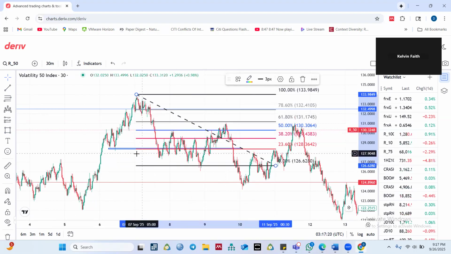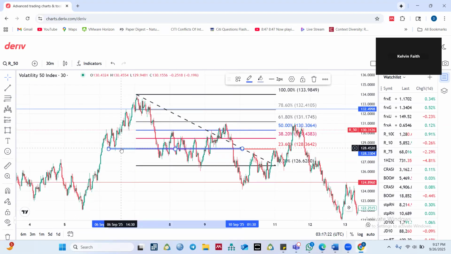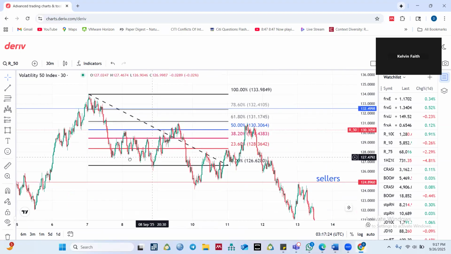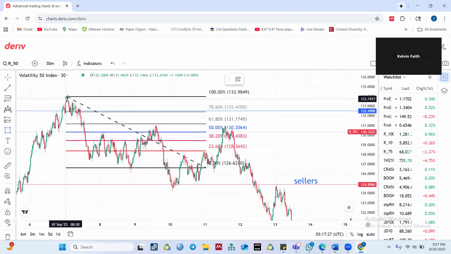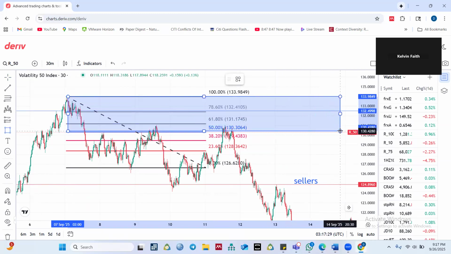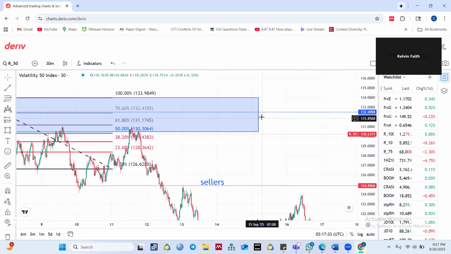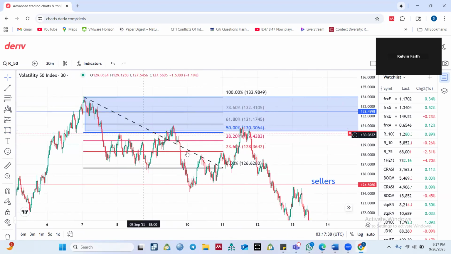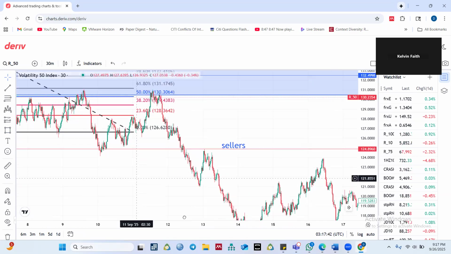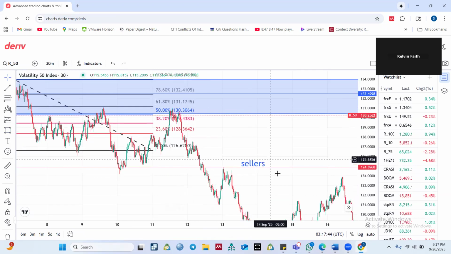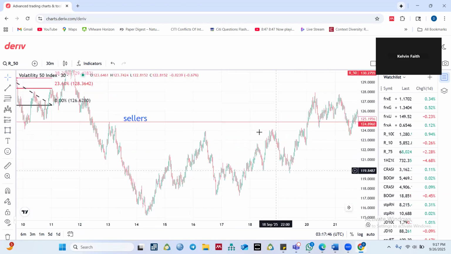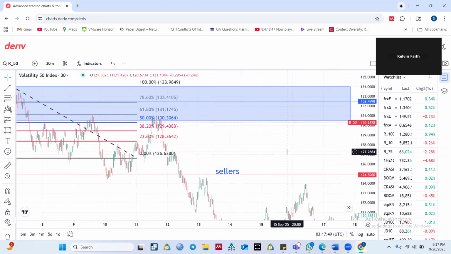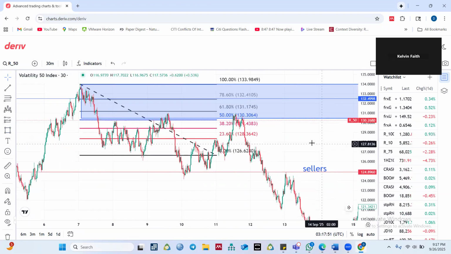Let's say 50%, 61.8%. But normally we expect price to pull back into premium. This is more like equilibrium. So we expect price to pull back into premium. Now it gives us equilibrium price, and price sells to give us a break of structure to the downside. Now price pulls back for the corrective move. So let's see where price will come.